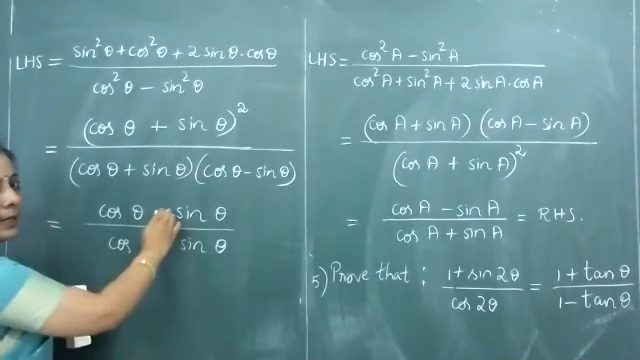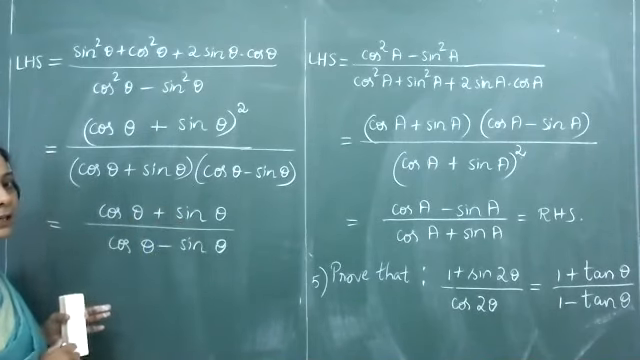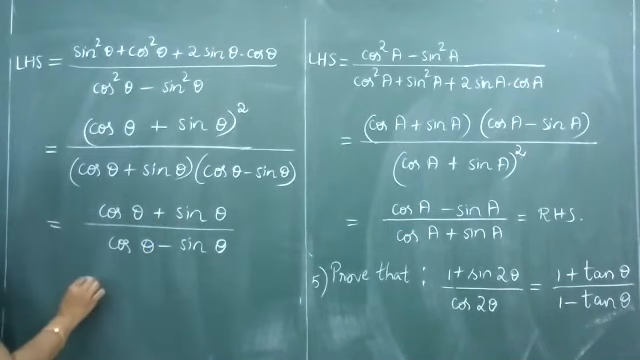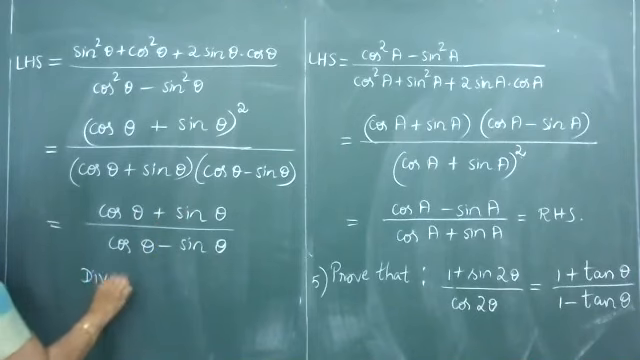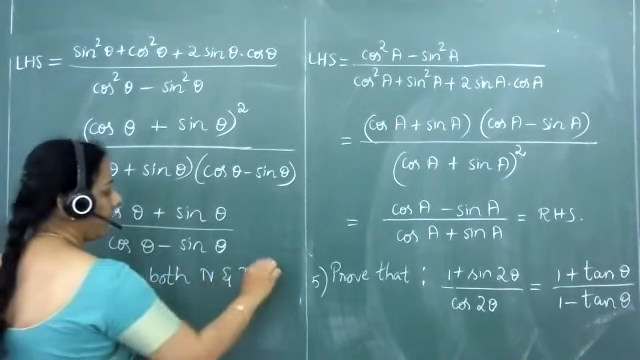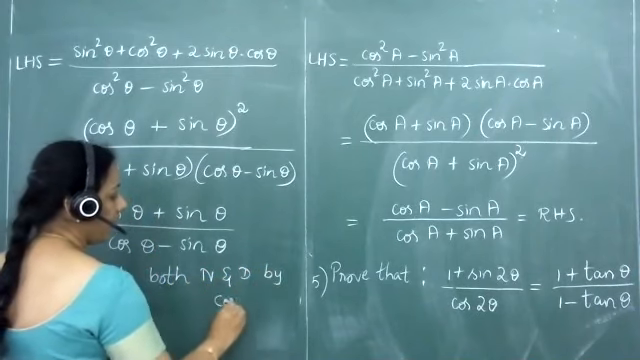We will have to divide both numerator and denominator by cos theta. So here we shall divide both numerator and denominator by cos theta.